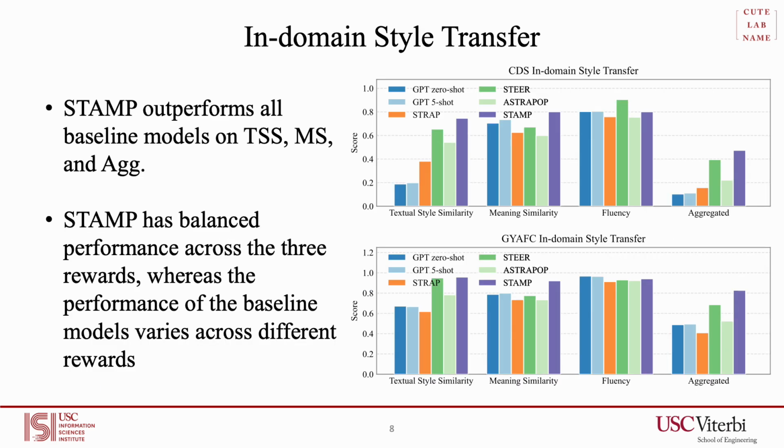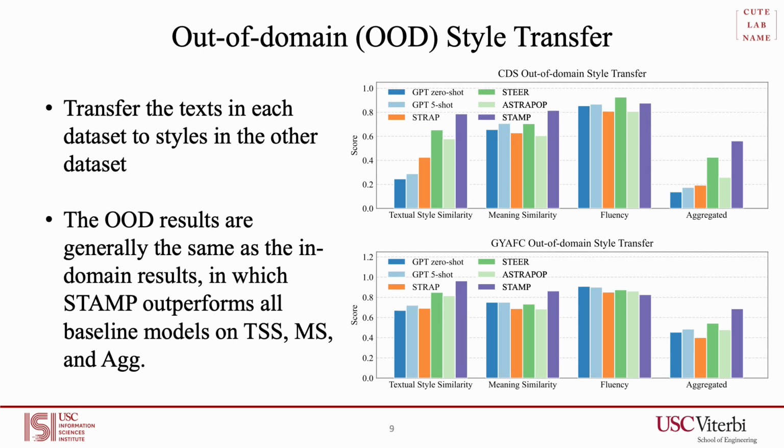So how do we do? Well, if we look at the aggregation, which is to say the textual style similarity times meaning times fluency, we can see that STAMP is stronger than the other approaches. It's a little better than STEER. And it is also better in textual style similarity and meaning similarity, not quite so much in fluency. But fluency is not necessarily that important because the target style may not be fluent. We can see this holds up for out-of-domain style transfer as well. More results are in the paper.